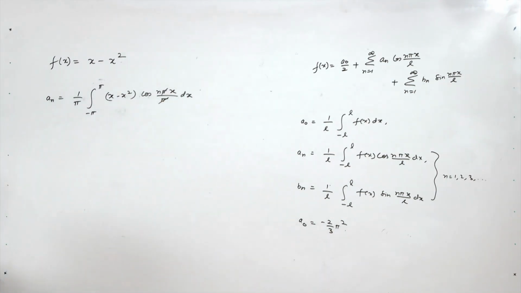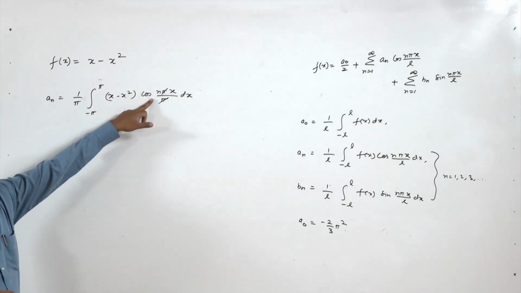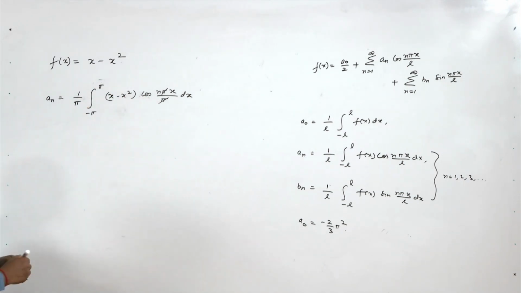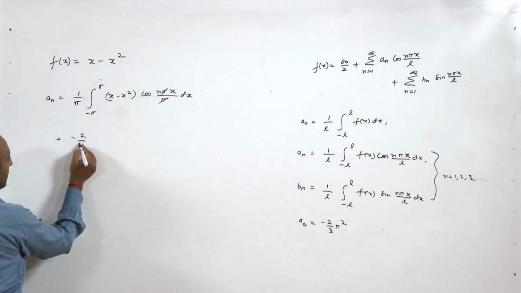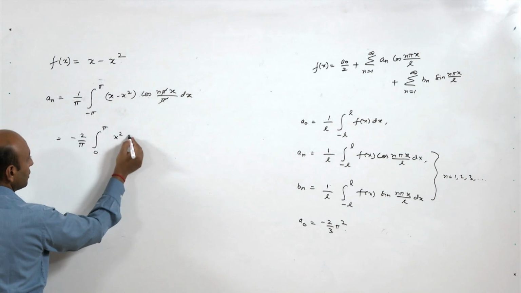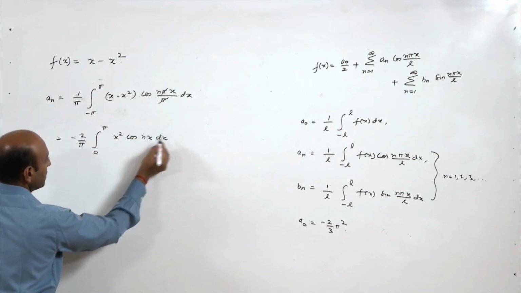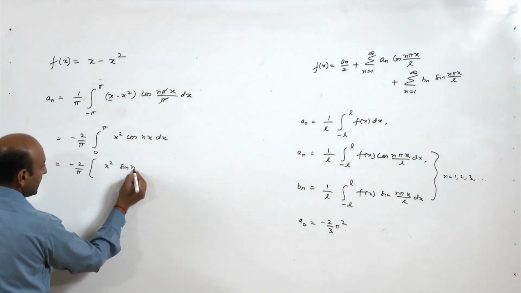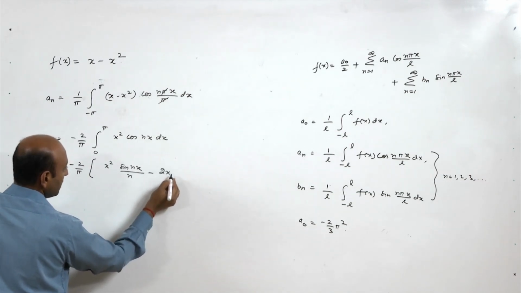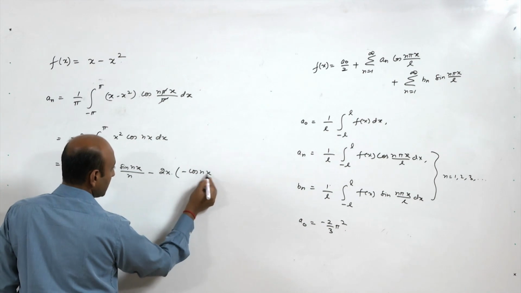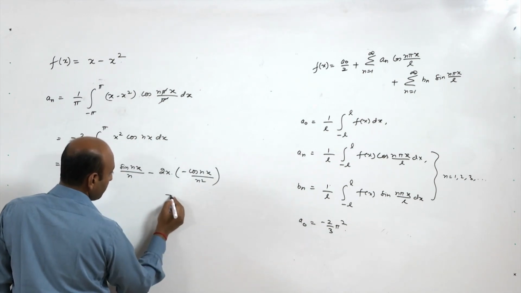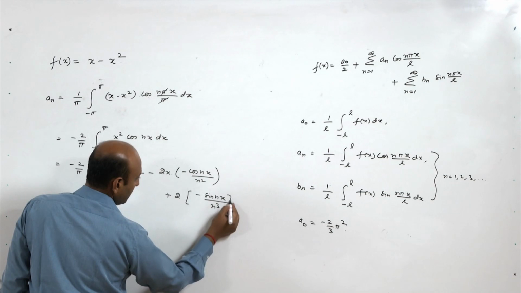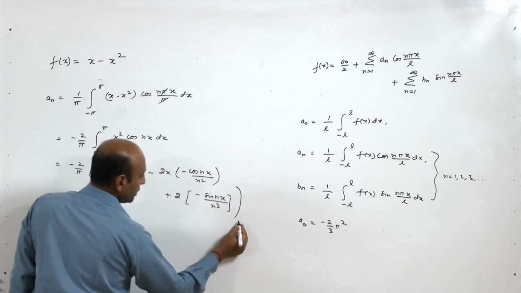Okay. Now, again x times this is an odd function, so it will be 0 from minus pi to plus pi, and x square times this is an even function, so it will be 2 times. So, we can write it here: minus 2 upon pi integral 0 to pi x square cos nx dx. So, this is nothing but minus 2 upon pi; you will integrate by parts: x square sin nx upon n, minus 2x times minus cos nx upon n square, then plus 2 times minus sin nx upon n cube, and the whole expression from 0 to pi.